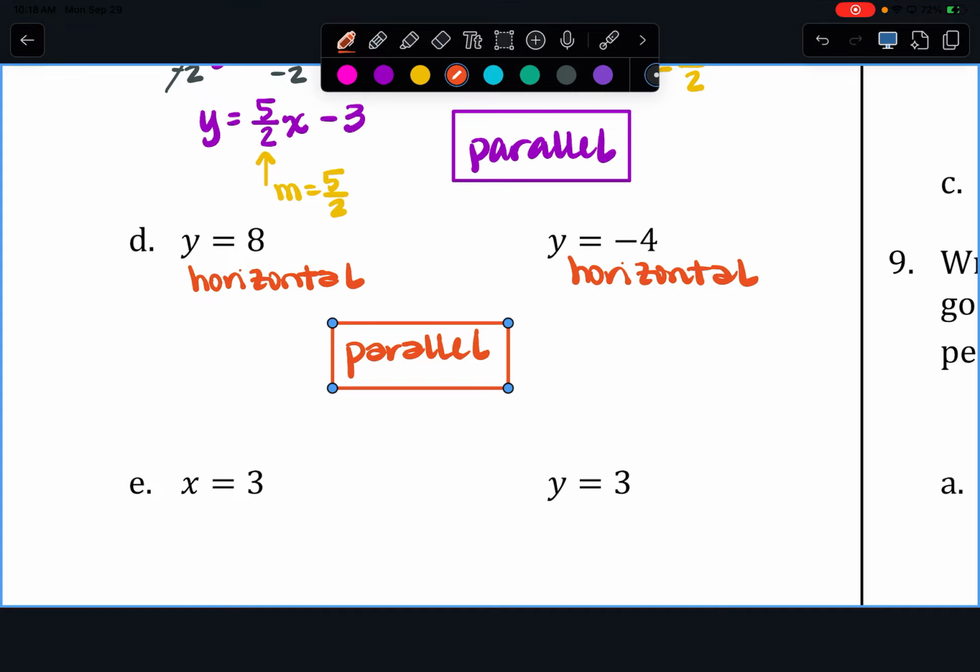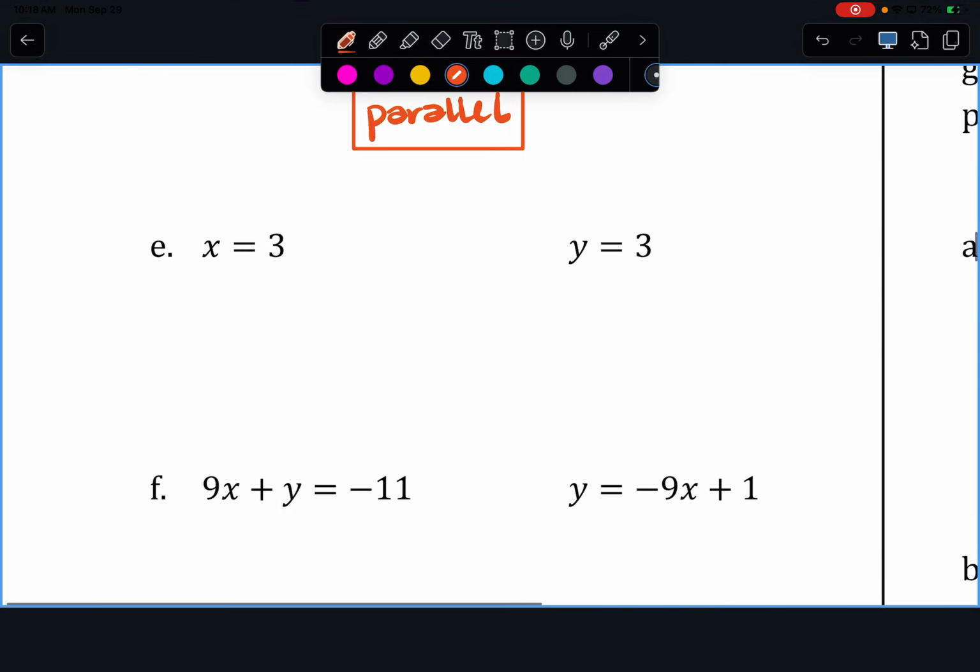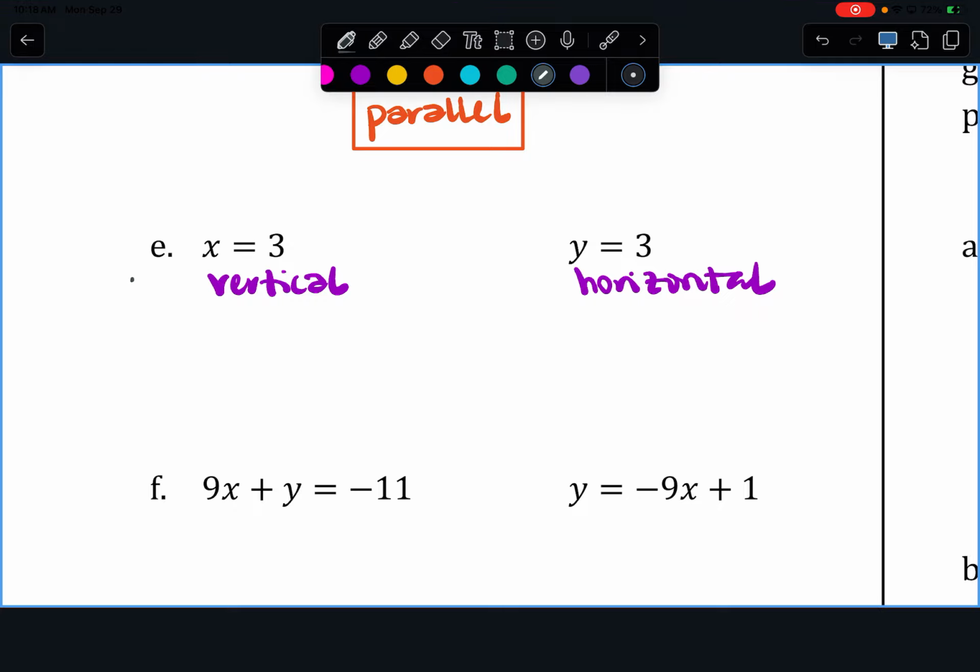Okay. All right, let's hop to E. X equals 3. Okay, that crosses the x-axis at 3. So this is a vertical line with an undefined slope. And y equals 3 is a horizontal line with a 0 slope. So please remember, and again, you don't have to sketch the graphs, but it's never a bad idea, right? If you need a little visual to help you out, right? When I graph these, x equals 3 would look like this. And y equals 3 would look like this.